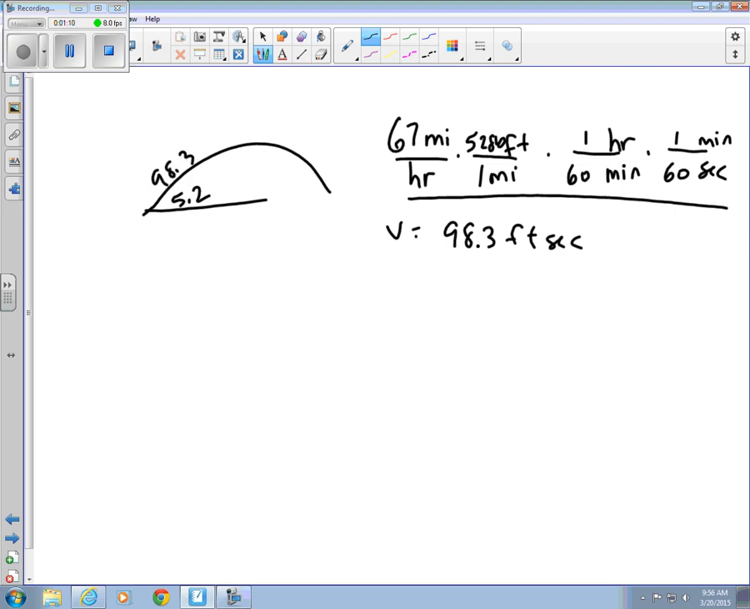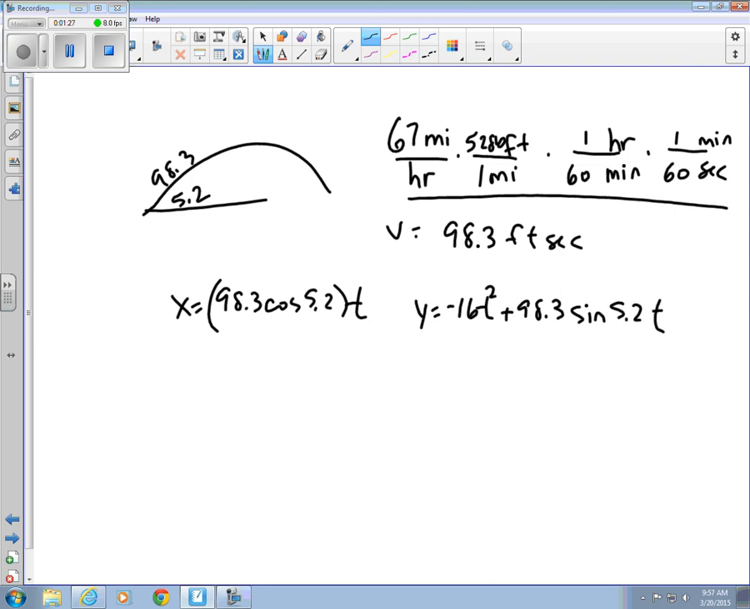So write your parametric equations. X equals 98.3 cosine 5.2 times t. Y equals negative 16 t squared plus 98.3 sine 5.2 times t. Now here it says she releases the ball 2.7 feet above the ground. Because she's throwing the ball, she's not throwing it off of the ground, so her initial height here is 2.7. So that's just going to add a little different element than so far we've had everything with a height of 0.